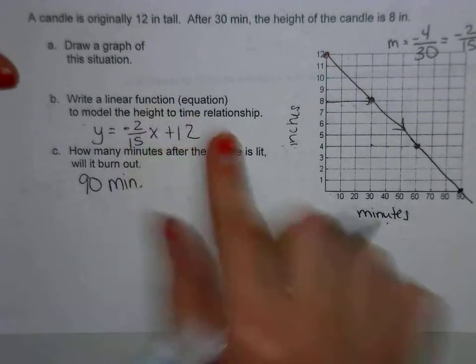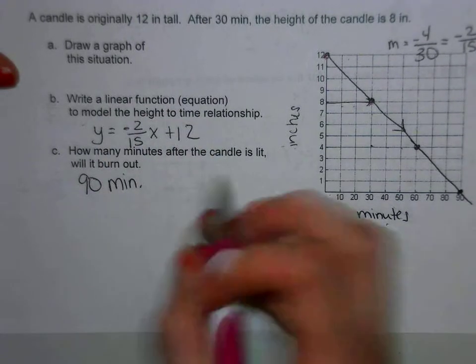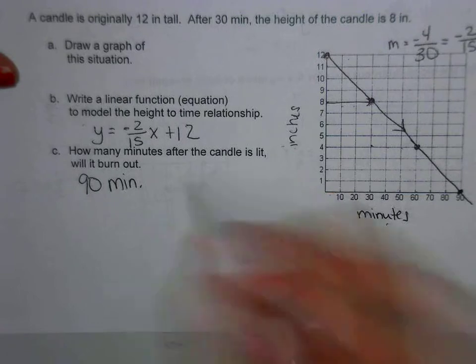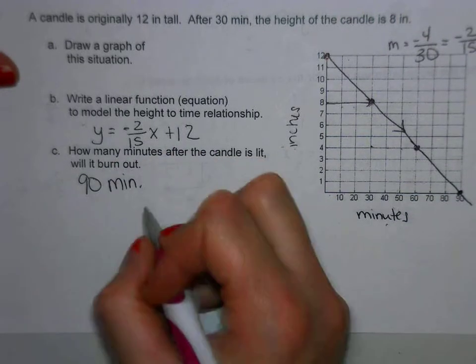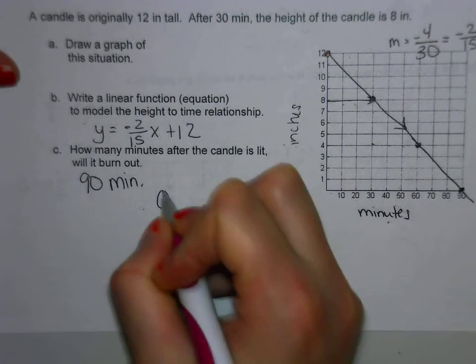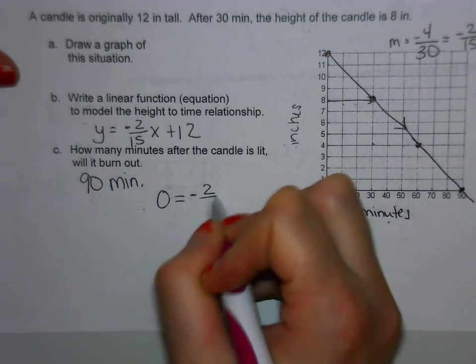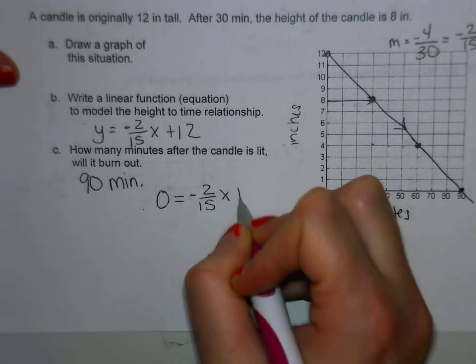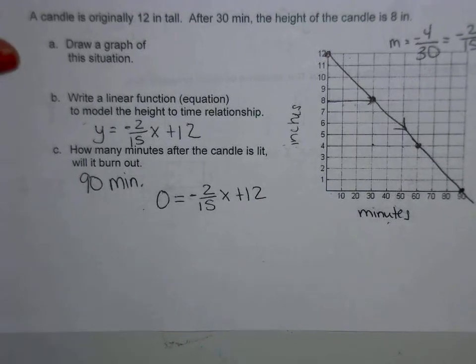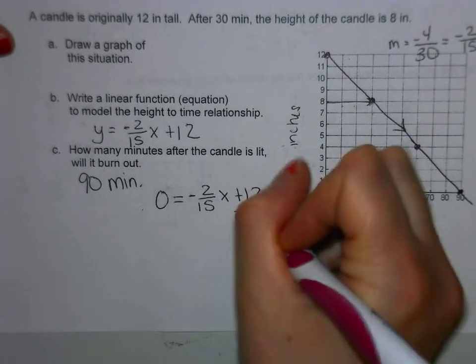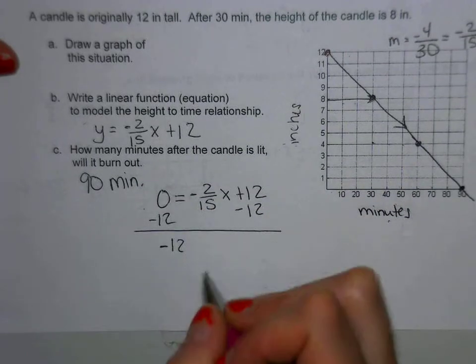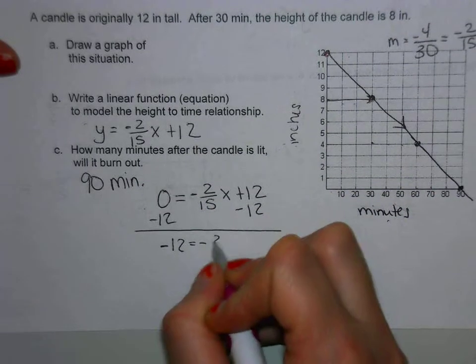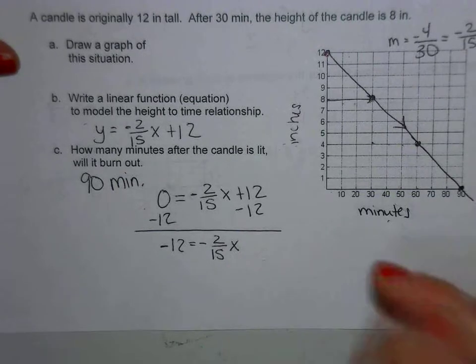Now let's look at how we can do it with the equation if you prefer that way. So in order for it to burn out, that means the candle doesn't have any more height. It's a 0, which is our y-axis. That means 0 inches equals negative 2/15 x plus 12. So now we have a two-step equation. So subtract 12 to both sides. 0 minus 12 is a negative 12. Equals negative 2/15 times x.